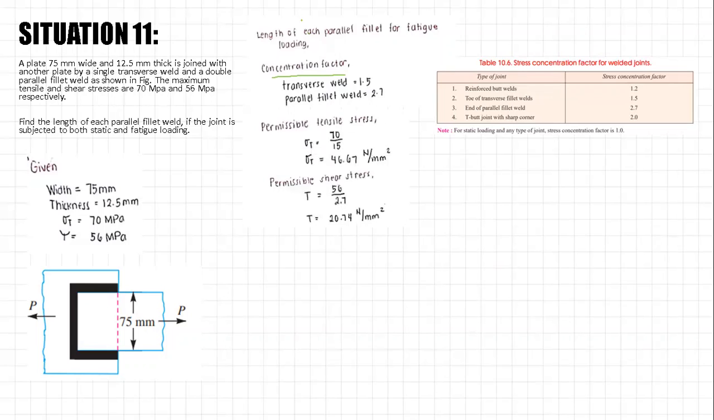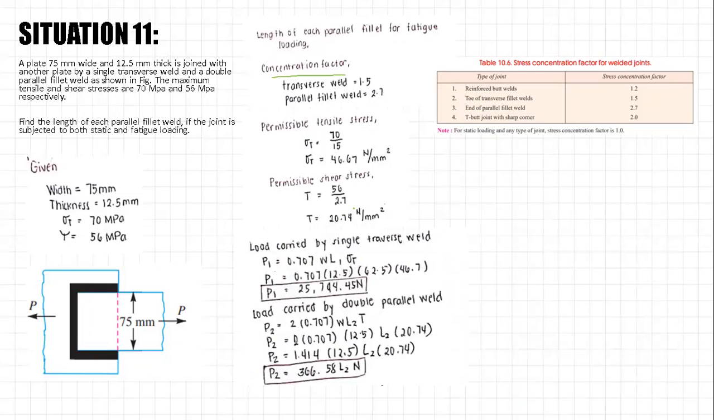So let's compute first the permissible tensile stress. Our tensile stress is 70 MPa, so we divide it by 1.5. We get 46.67 Newton per millimeter squared. And for the permissible shear stress, we divide 56 MPa by 2.7, so we get 20.74 Newton per millimeter squared.